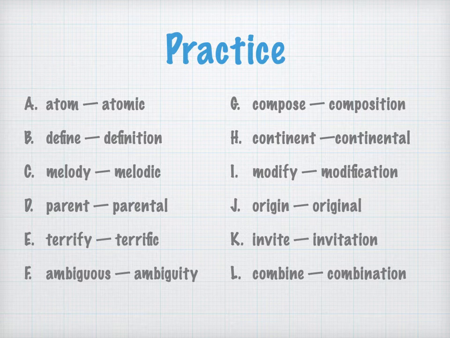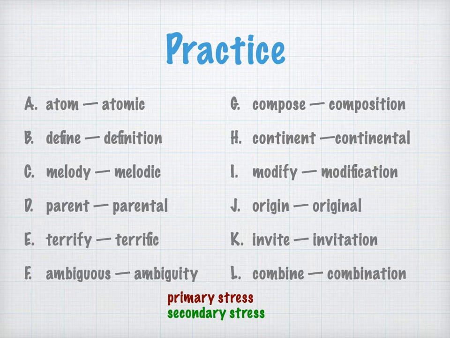Right? So if you haven't yet done the exercise, find a dictionary and look up these words and make a note of where the placement of primary stress and secondary stress occurs. Primary stress is marked with an accent mark that rises from left to right, and secondary stress is marked with an accent mark that falls from left to right.